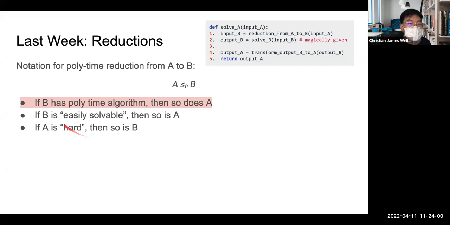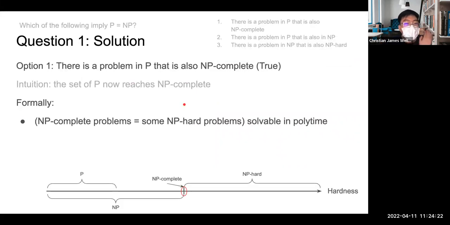In particular, last week I showed this, where if I reduce from A to B, one of the statements says that if B has a polynomial time algorithm, then so does A. So if B has polytime, it implies that A also has polytime. We'll focus on this particular statement in order to prove what we want. So formally, a problem in P is also NP-complete. Remember that NP-complete problems are all NP-hard problems.